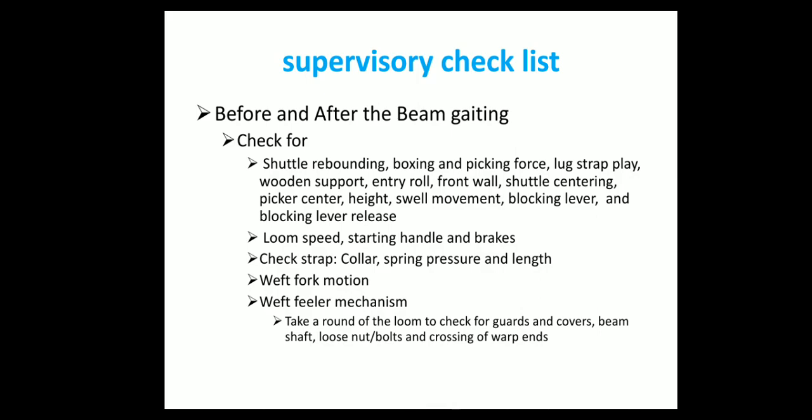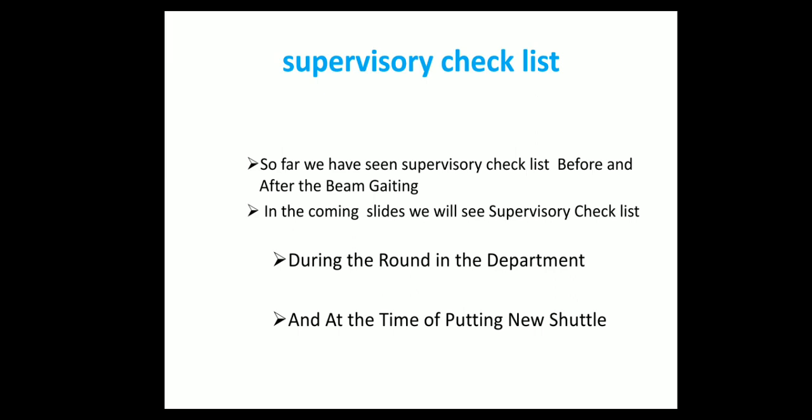Supervisory checklist is continued. Check for shuttle rebounding, boxing and picking force, lug strap play, wooden support, entry roll, front wall, shuttle centering, picking center, height, swell movement, blocking lever and blocking lever release. Loom speed, starting handle and brakes. Check strap: check the collar, spring pressure and length. Weft fork motion, weft feeder mechanism. So far we have seen the supervisory checklist before and after the beam gating.